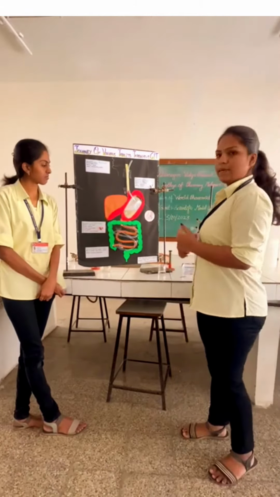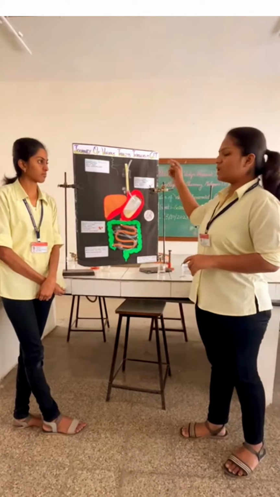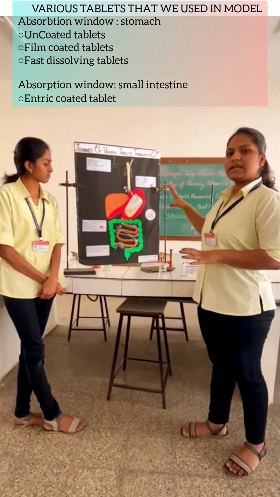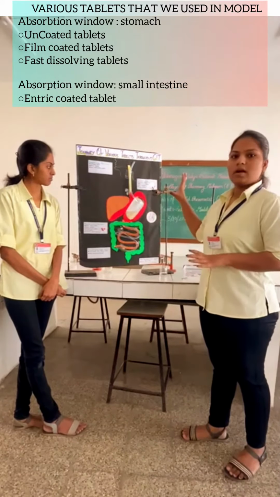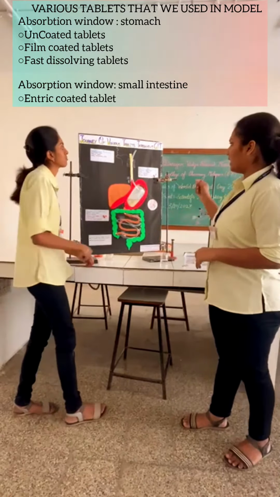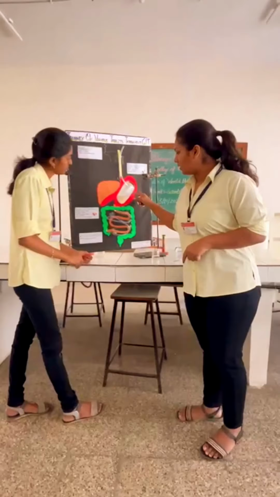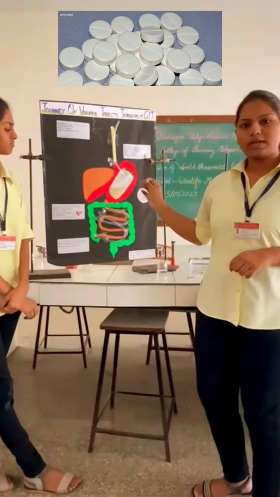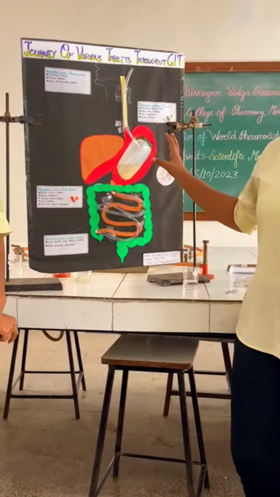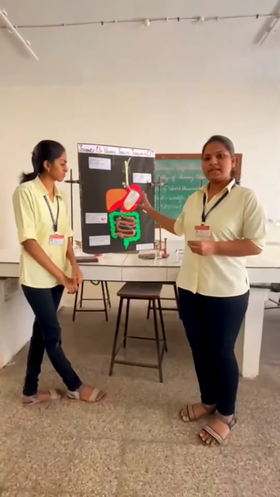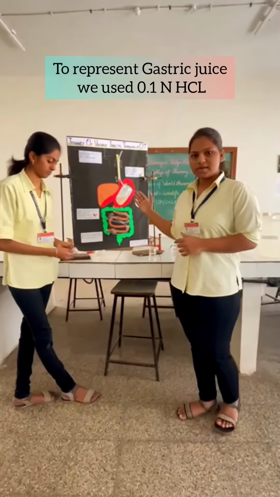So here we will demonstrate one by one by ingesting the tablets, and we will see which tablets are absorbed in which part. So first we will enter a non-coated tablet. Here we have ingested a non-coated tablet. Its disintegration or its absorption site is the stomach. It will disintegrate in the stomach where the pH is 1.7.